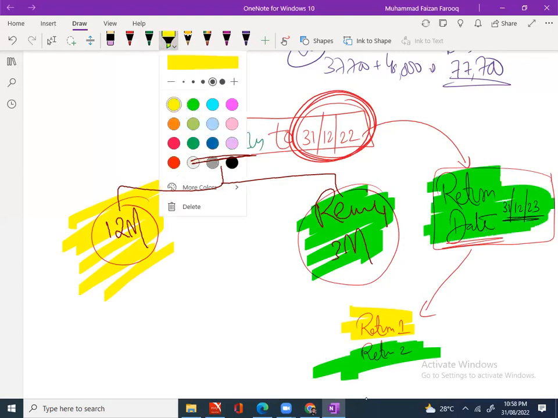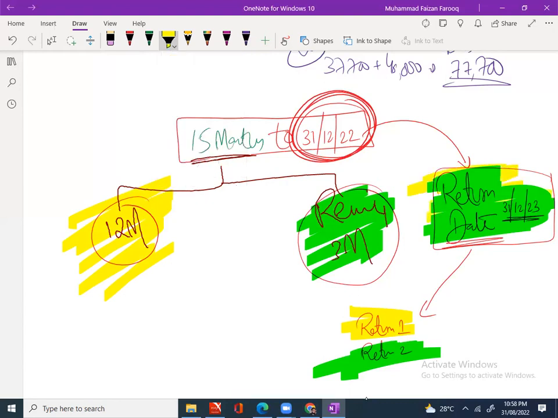Same logic means end of long accounting period, same date, same month next year. Got my point?